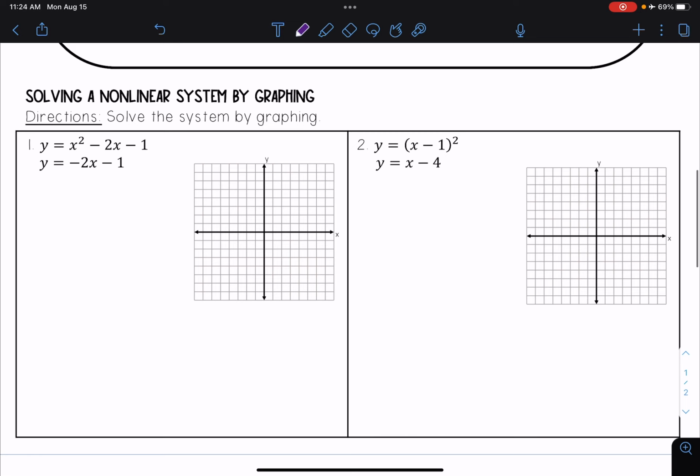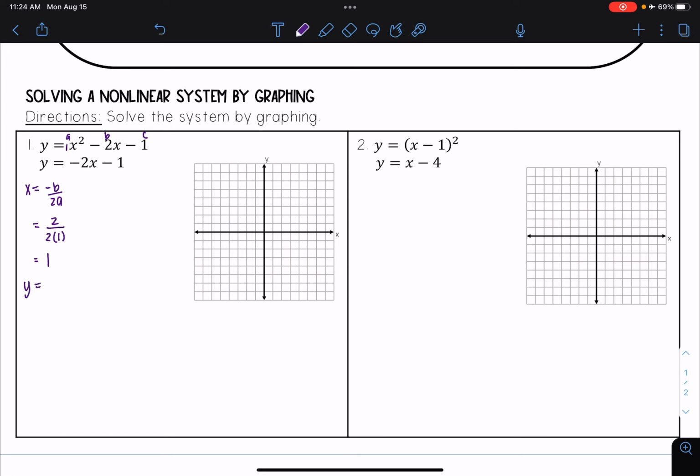And so my vertex is going to be the x-coordinate is opposite of b over 2a. So my a here is 1, my b is negative 2, my c is negative 1. So the opposite of negative 2, I get positive 2 over 2 times 1. Well, 2 divided by 2, I just get 1, so x equals 1. So my vertex starts with 1. Now I need to find my y.